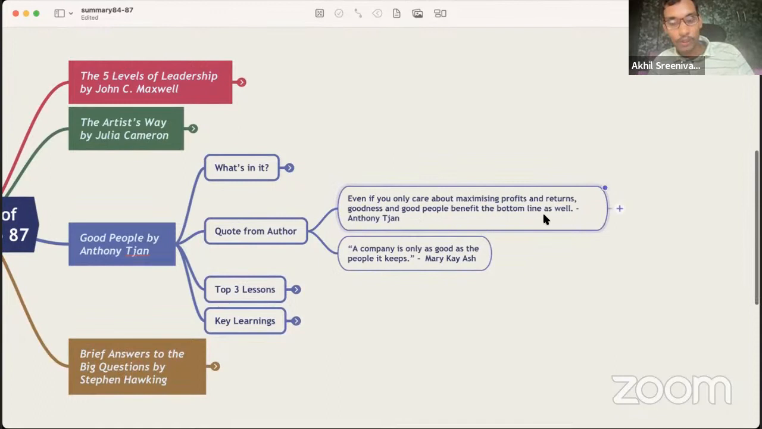Suppose you, as a senior CEO or manager, are continuously thinking about maximizing profits and returns, your employees under you will benefit no matter what. Why? Because your intention is pure to get profits and returns. Goodness and good people benefit the bottom line as well.